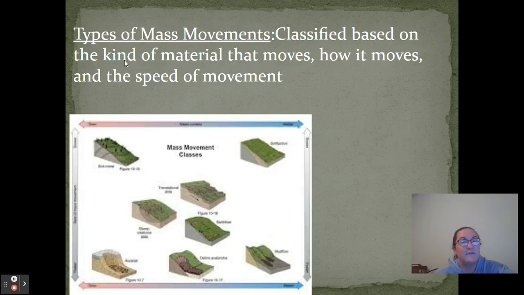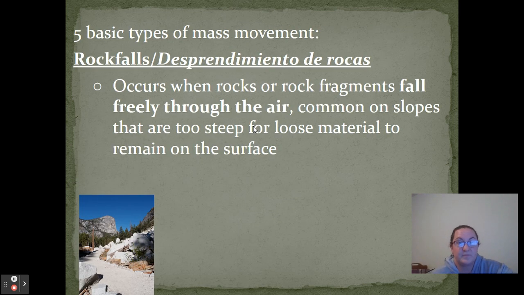So we got different types of mass movements, and that's based on the material it is, the slope of it, and what's keeping the soil together. So we got rock falls. These are rocks that are falling freely through the air. As you can see in this picture, we got rocks in the middle of this road, this area, and it has caused a whole bunch of rocks falling down. Praying to God that nobody was in there.